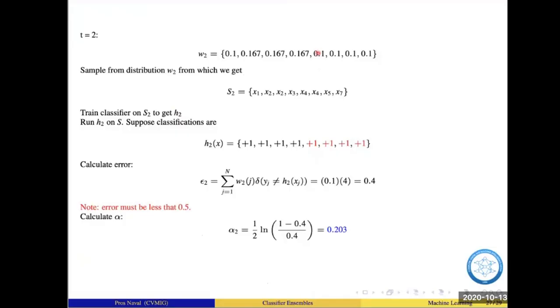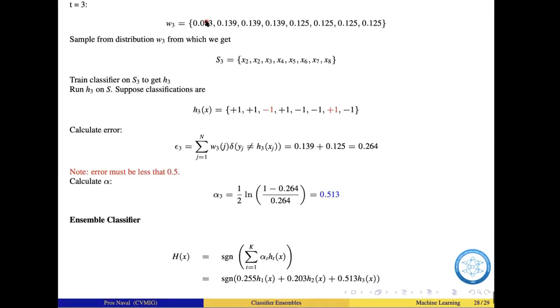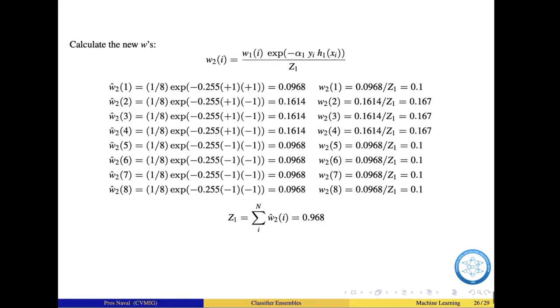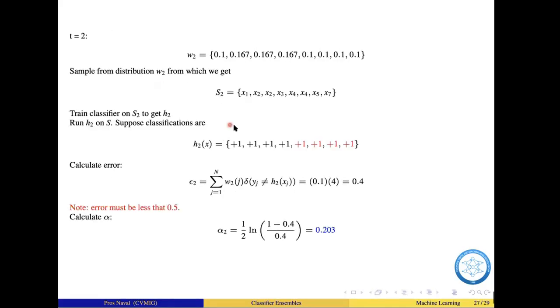So this is 0.1 plus 0.1 plus 0.1 plus 0.1, or 0.1 times 4, that's 0.4. Again, error must be less than 0.5. Check, it's less than 0.5. Then we substitute this 0.4 here. Solve for alpha 2, we get 0.203. So we repeat the same computation, similar to this, but this time applied to these results.